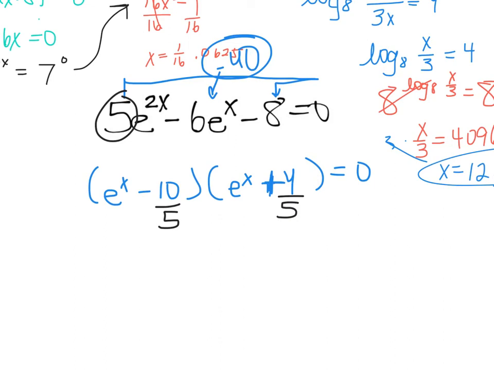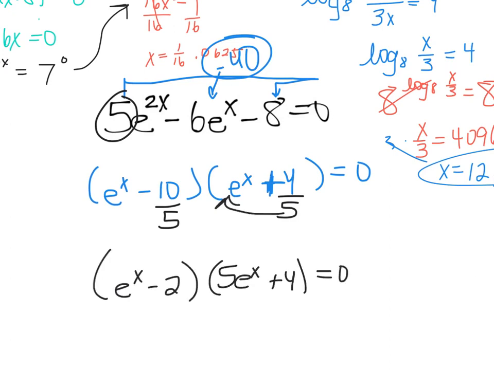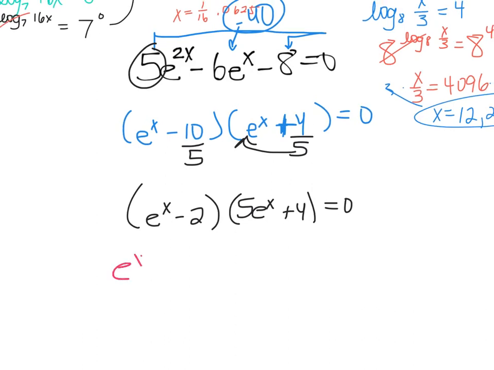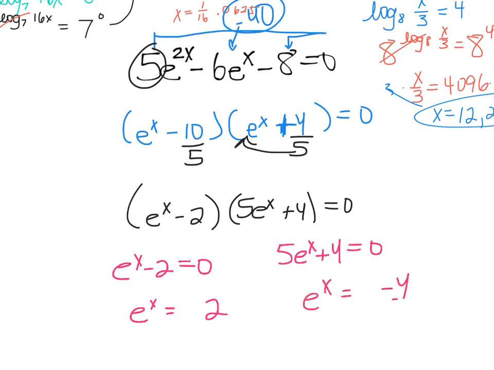What is 10 divided by 5? So I have e to the x minus 2. Does 4 divide by 5 pretty? So then 5 comes out here. You have 5 e to the x plus 4 equals 0. And then our last step is to do what? Set everything equal to 0. So e to the x minus 2 equals 0. I get e to the x equals 2. 5 e to the x plus 4 equals 0. I get e to the x equals negative 4/5.